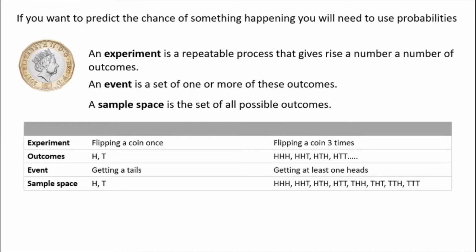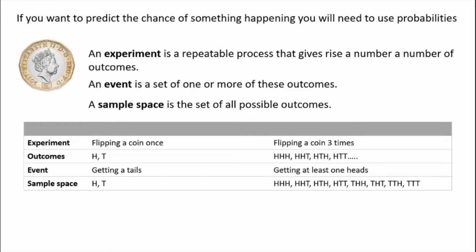Now, the events can be more numerous. The event could be getting at least 1 heads. The event might be getting the same result on the coin all 3 times. We can get quite creative with the events in this case. And the sample space is a list of all possible outcomes, all of the combinations that we might have. And in this particular scenario, there are 8 possible outcomes as shown below.